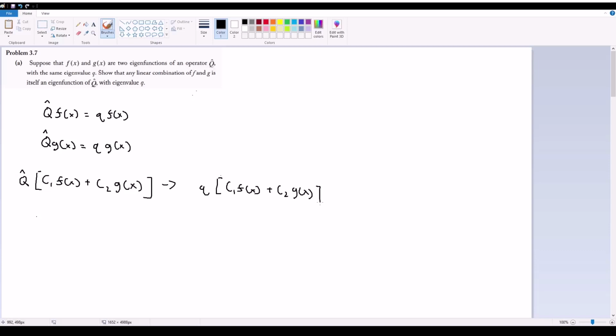And this is really just kind of a trivial proof because, obviously q hat just distributes into f and g, which means that you have c1 q hat acting on f plus c2 q hat acting on g, which is equal to c1 q f plus c2 q g, which is then equal to, just via distributive property but in the opposite direction, q times c1 f plus c2 g. Therefore, you've proven this entire statement, and you're done with part A.